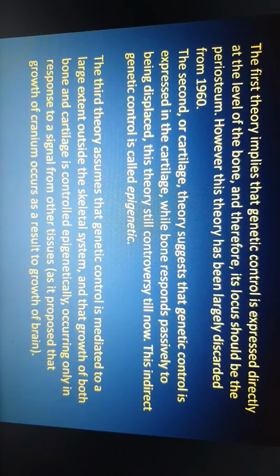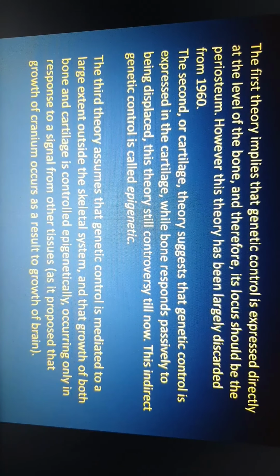The first theory implies that the genetic control is expressed directly at the level of the bone, and therefore its focus should be the periosteum. However, this theory has been largely discarded since the 1960s. The second, or the cartilage theory, suggests that the genetic control is expressed in the cartilage, while the bone responds passively to being displaced. This theory is still controversial till now. This indirect genetic control is called epigenetic.